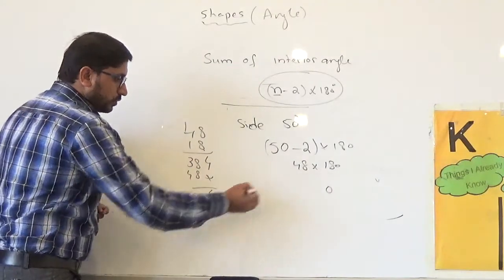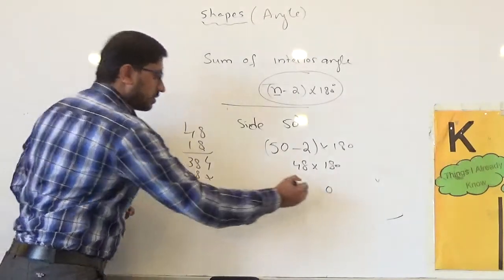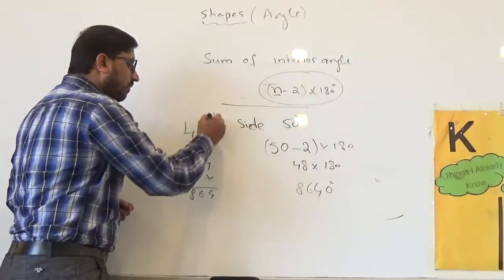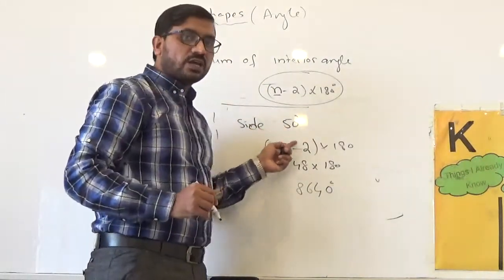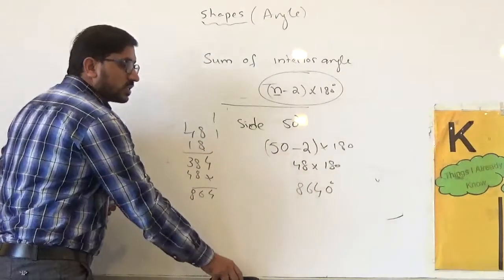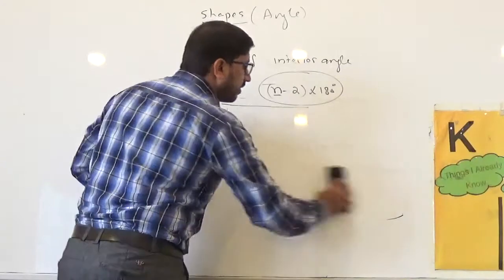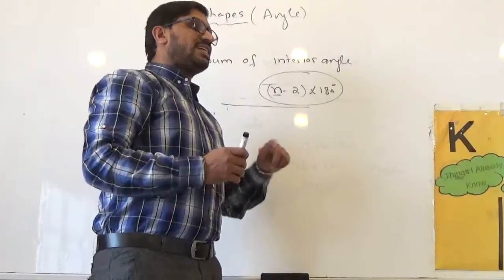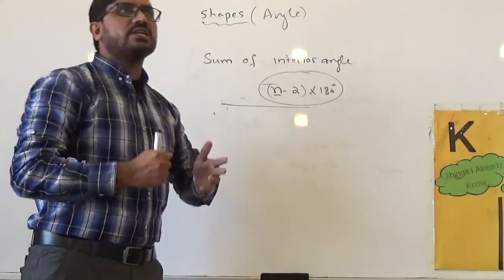So 4, 0 is there. 16, 7 and 8. So this is 0, 6 and 8. So the sum of interior angles of a polygon whose number of sides is 50 is 8640 degrees. So this is one way that we can find the sum of interior angles of any polygon.